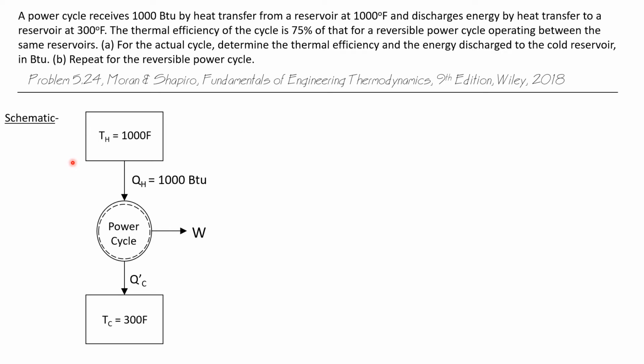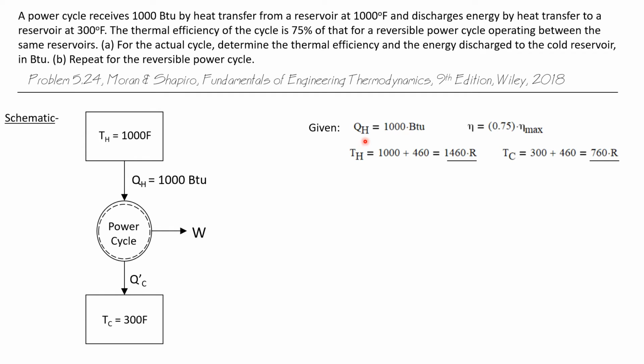Okay, so here's a schematic of the problem statement. We have a high temperature thermal reservoir operating at 1,000 degrees Fahrenheit. There's a second reservoir, a cold reservoir, operating at 300 degrees Fahrenheit. The power cycle is in between. 1,000 BTUs of energy is moved from the hot reservoir into the power cycle by heat transfer, and work is produced. And then there is some portion of the 1,000 BTUs which is rejected to the cold reservoir.